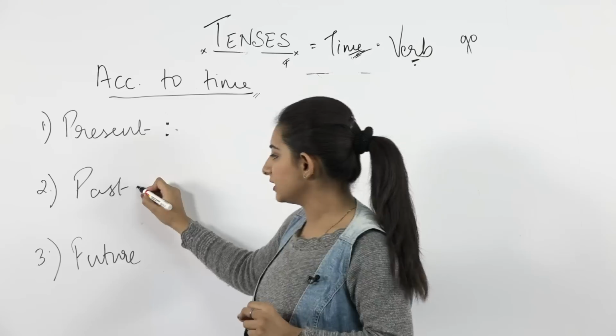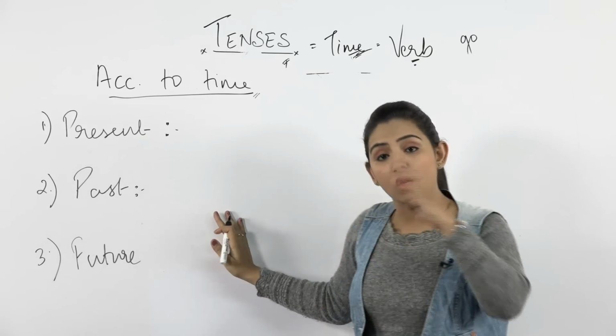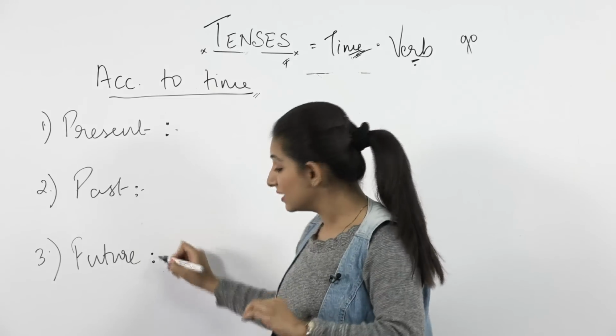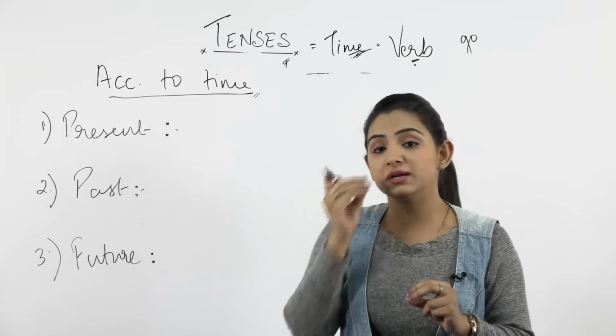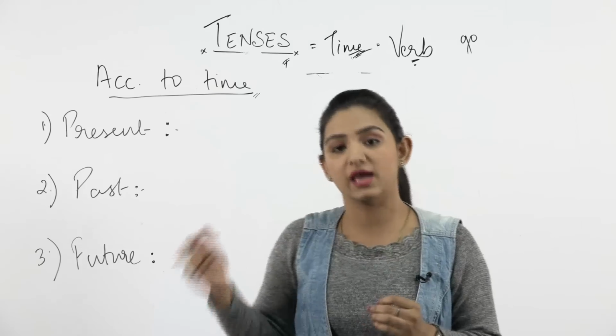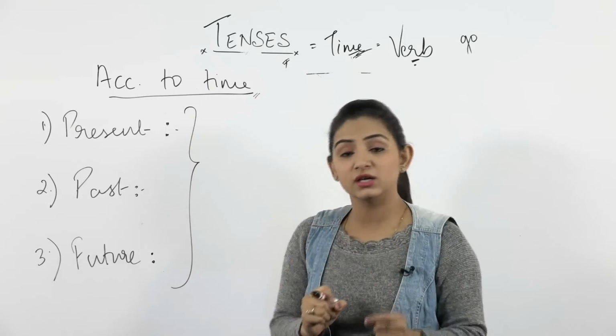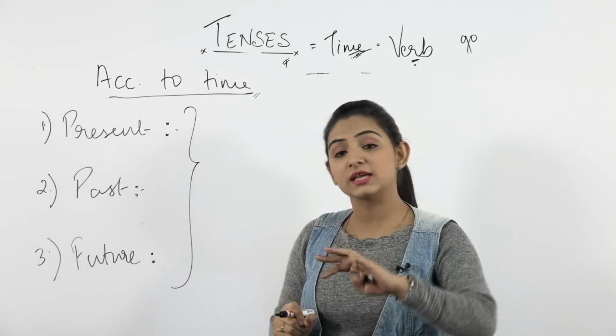Okay. What is past tense? Whatever has already been completed, that comes under past tense. And what is future? Anything which is yet to be done, जो अभी होना बाकी है, उसको आप किस में लिखोगे? फ्यूचर टेंस में. Now we have further divided these three tenses into four parts.